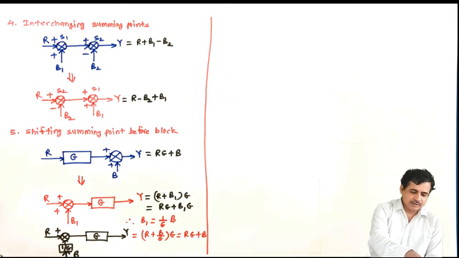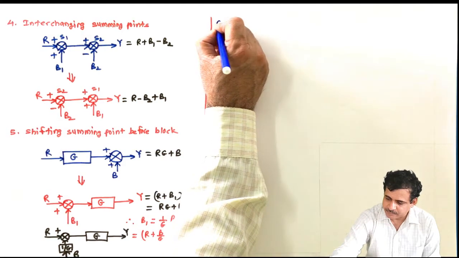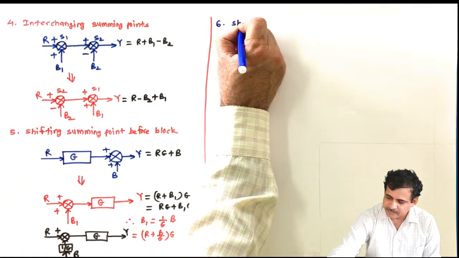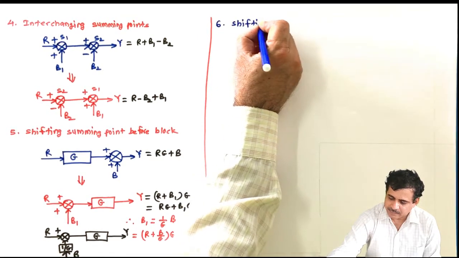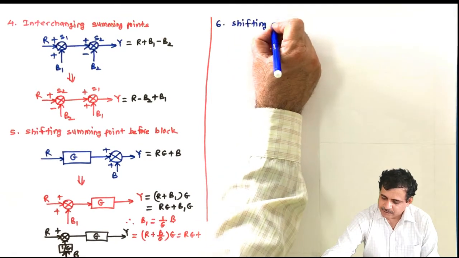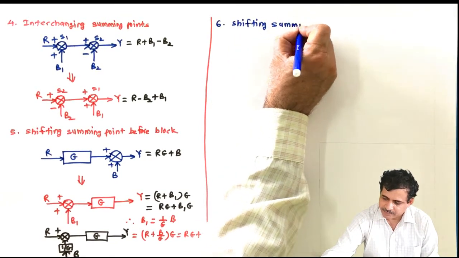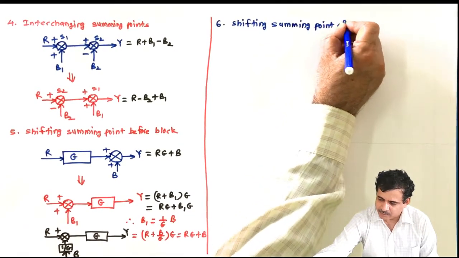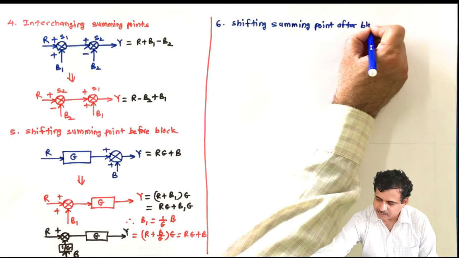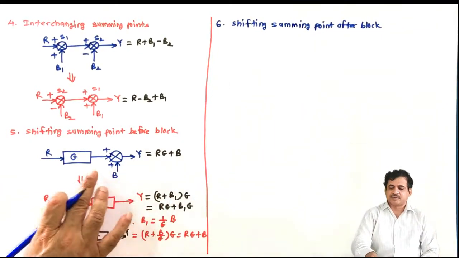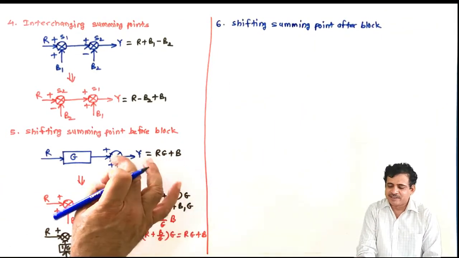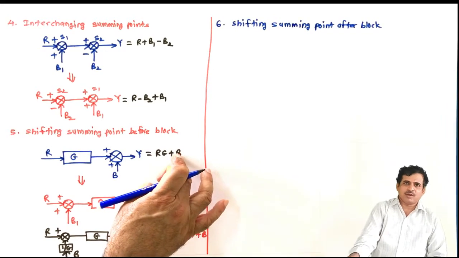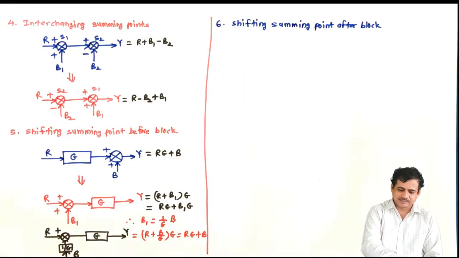The next, rule number 6, shifting summing point after block. Just said here, while explaining this, I said if the block is here, then we can shift it ahead of this block also. So let us see that.